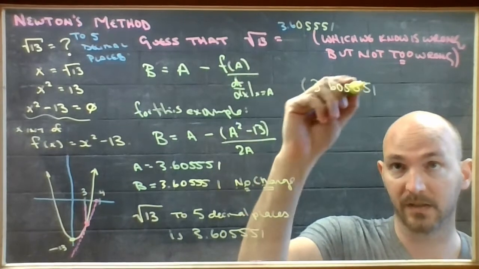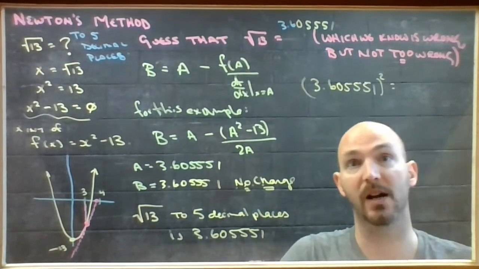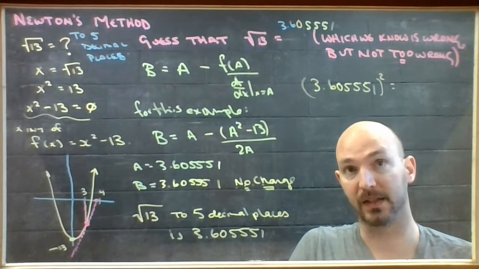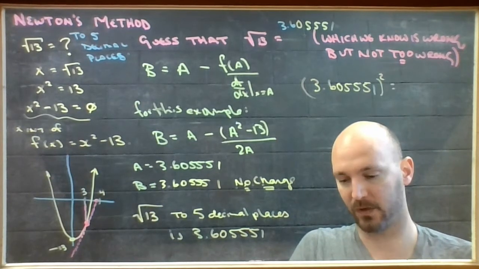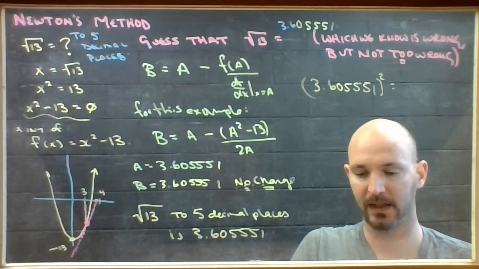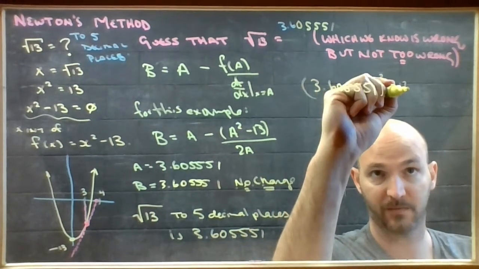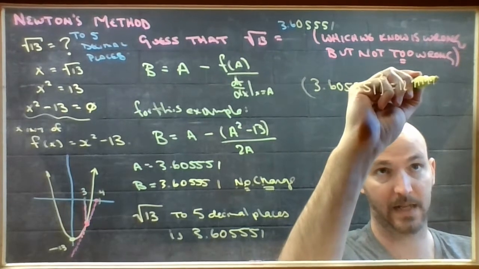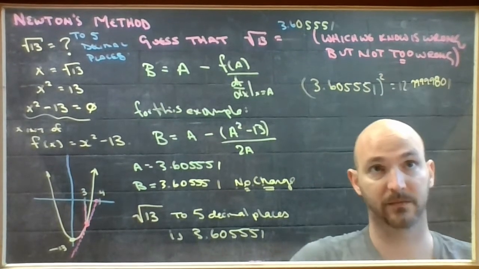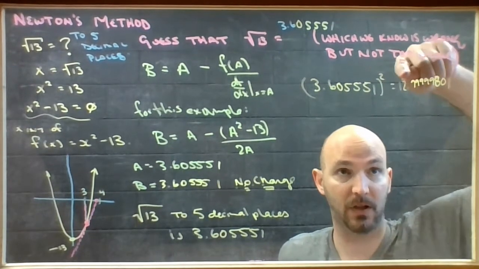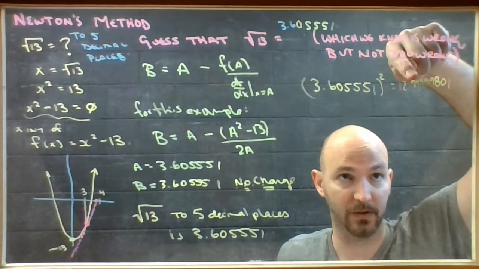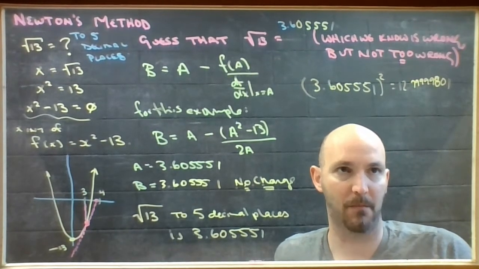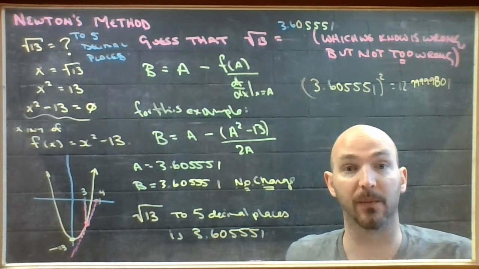3.605551 squared. If I'm right, that should be 13. So 3.605551 squared is 12.999999801. So I am close to 13. 1, 2, 3, 4, 5, 6. I am 2 micro units away from 13.